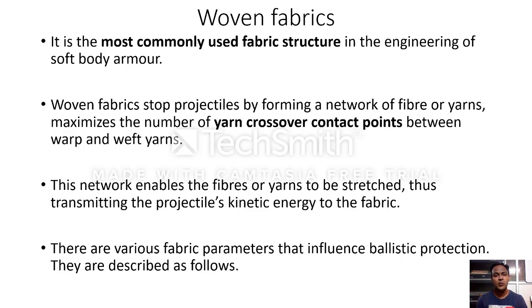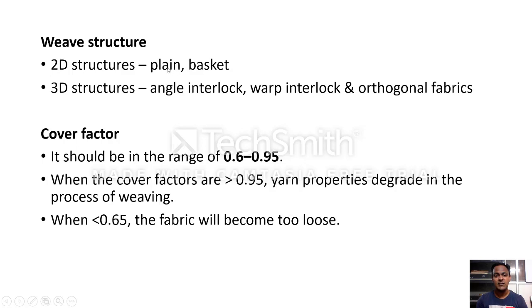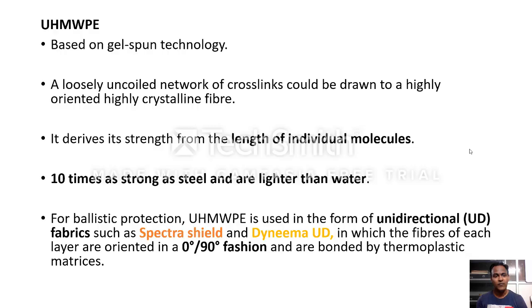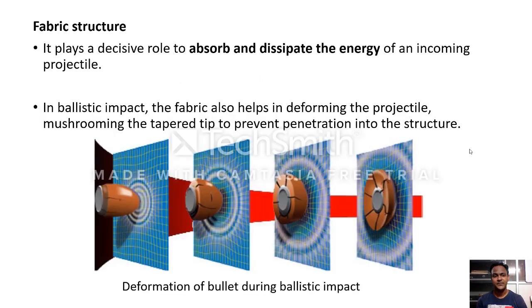Now we are going to discuss various parameters that are a part of woven fabrics, what those parameters are, and their importance in giving ballistic protection. First is the weave structure. Weave structure means, importantly, we will be discussing three types of structure. One is the unidirectional structure, which I have shown you at the start of the slide. One second, we will go here and see. You can see the fabrics like UD, 2D woven and 3D woven. These are the types of weave structures that we are going to discuss.